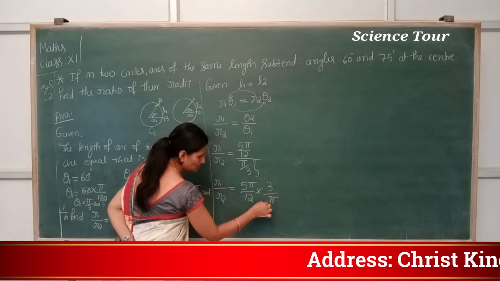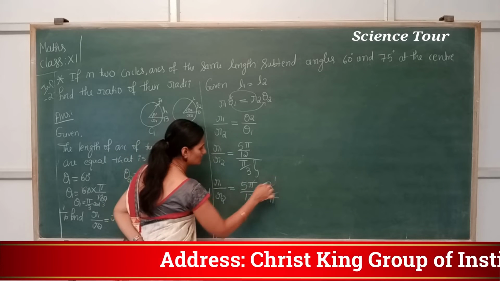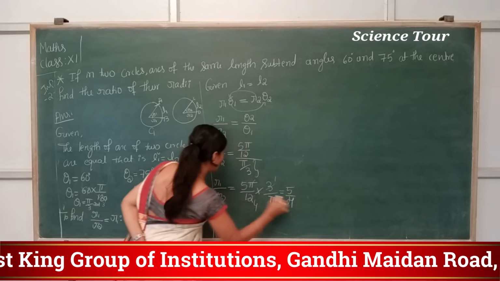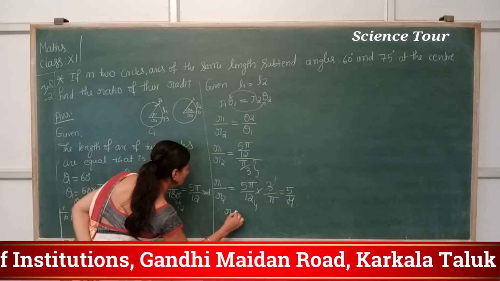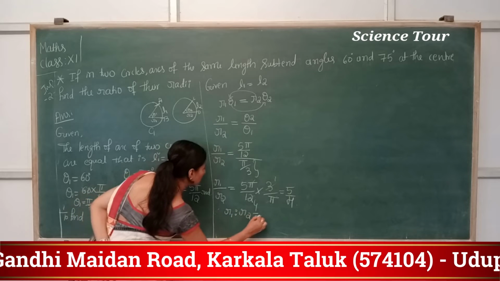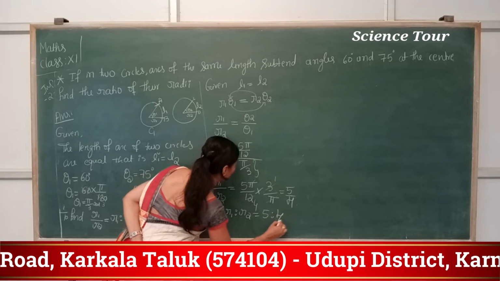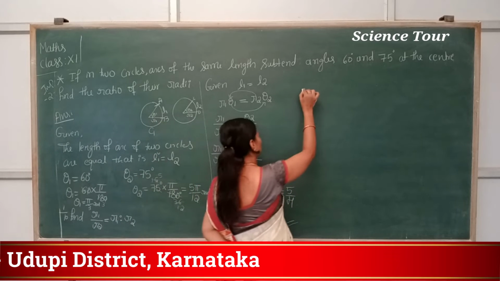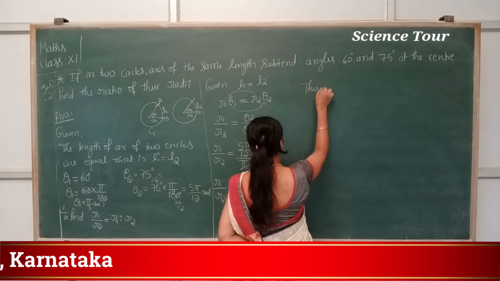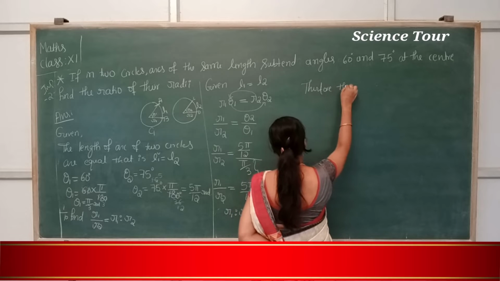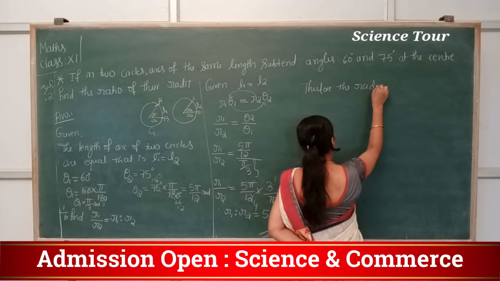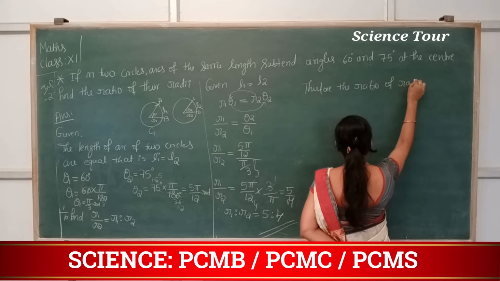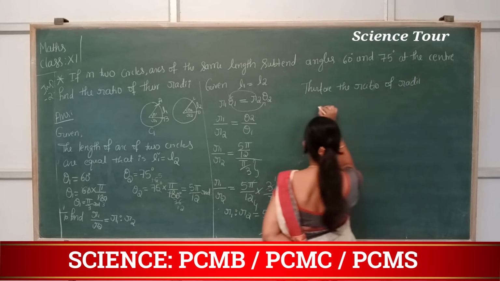Okay. So next, pi and pi get cancelled. 3 ones are 3, 3 fours are 12. So what is left here? 5 divided by 4. So therefore ratio R1 is to R2 is equal to what? 5 is to 4. Next, therefore conclusion: therefore the ratio of radii is what?